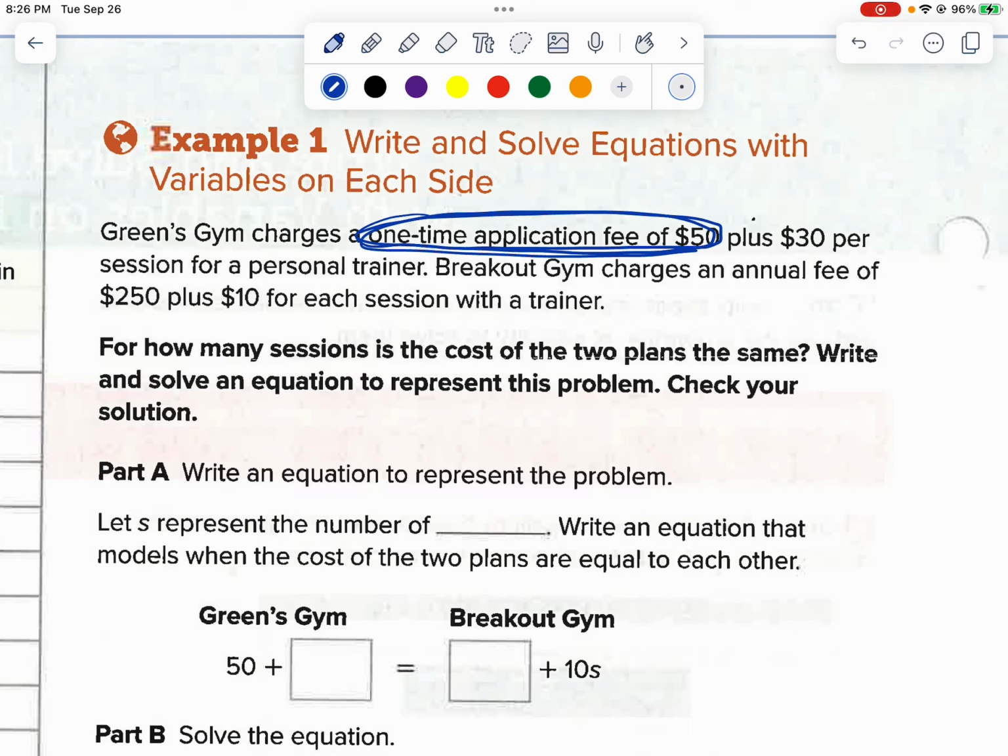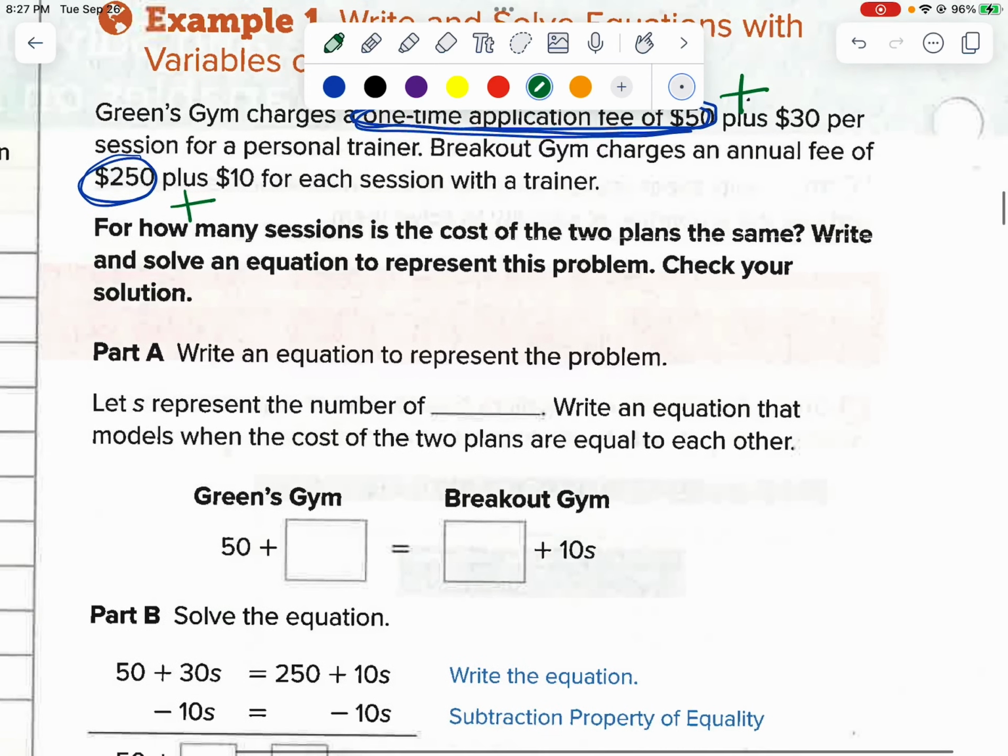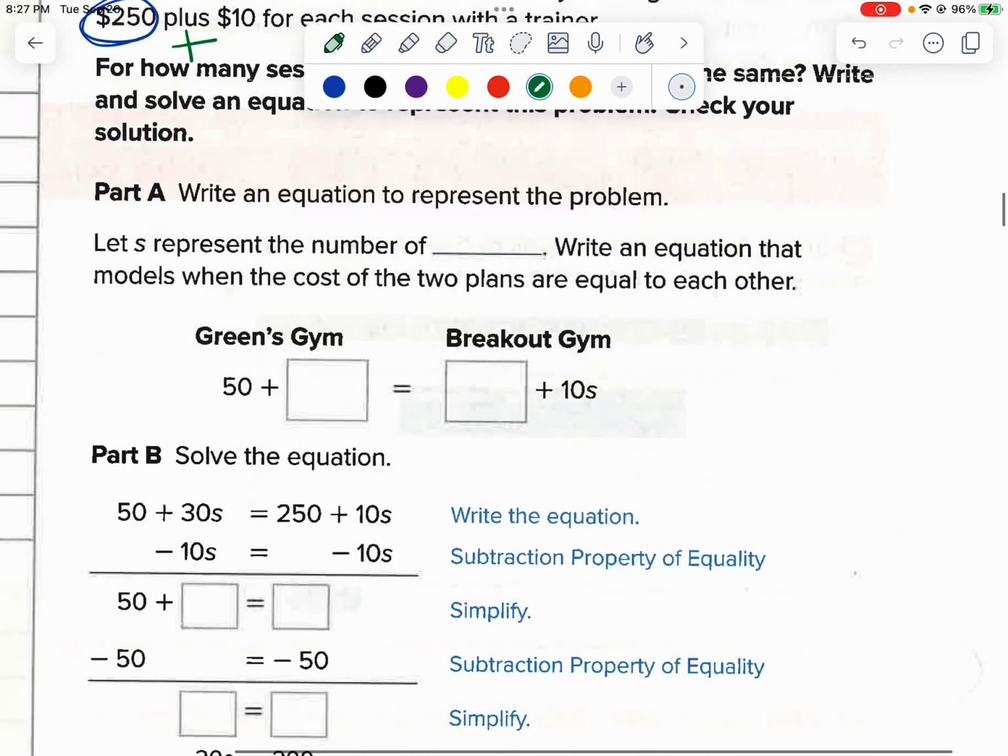So we do this again. Sorry, this says plus, and then we have $30 per session. Then the other gym has an annual fee of $250 plus $10 per session. So let's look at this. For how many sessions is the cost of the two plans the same? Write then solve an equation to represent this problem, and check your solution.